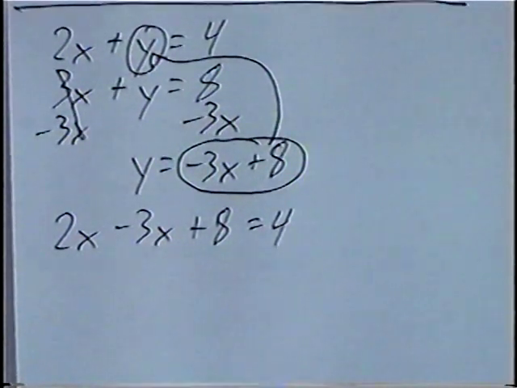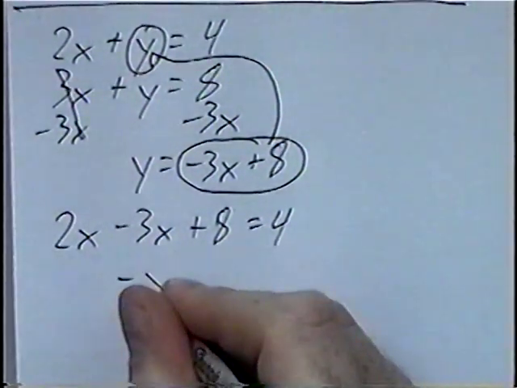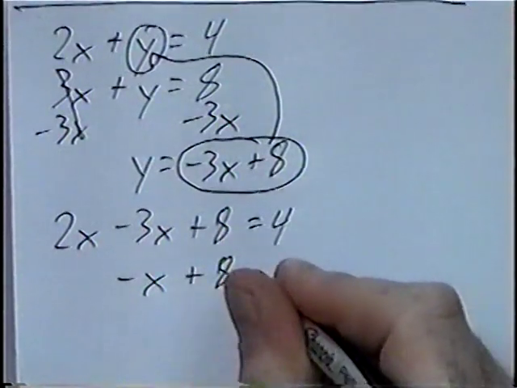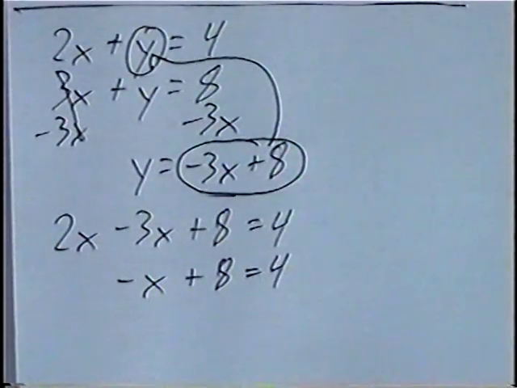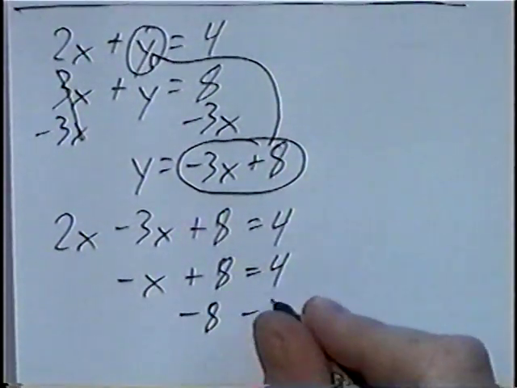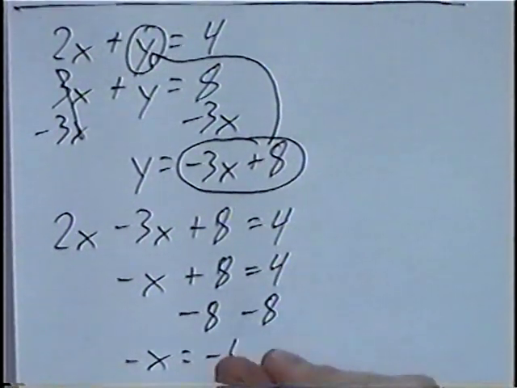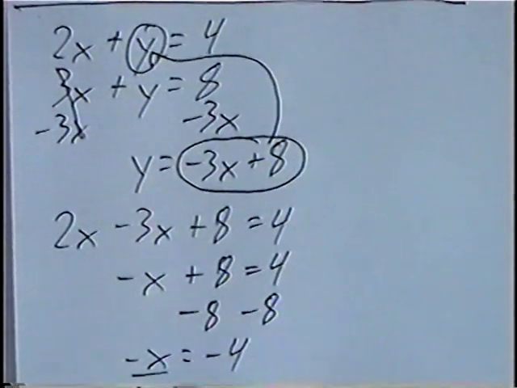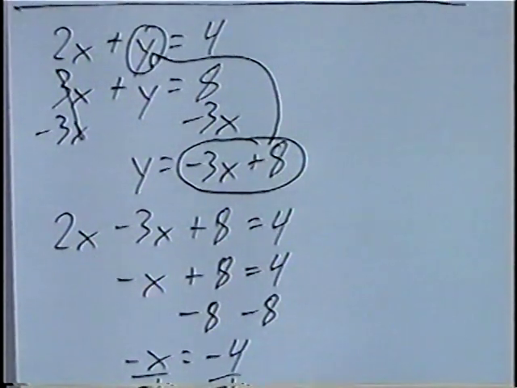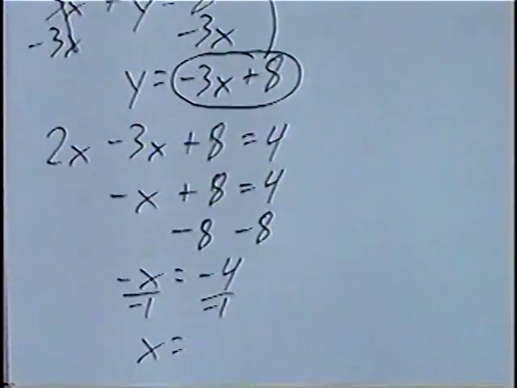question. 2x minus 3x will be negative x plus 8 equals 4. Subtracting 8. Negative x equals negative 4. And dividing by negative 1, x would equal positive 4.